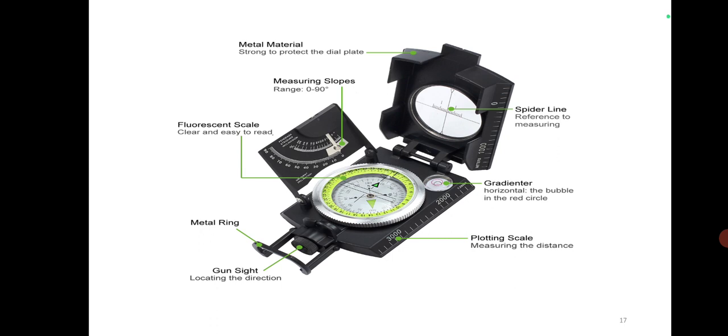Okay, whereas in the Brunton compass, this is Brunton pocket compass. It is highly precise and it measures the strike and dip of the rock layers. So here it is strike and dip. Okay, and Brunton compass, it has folding open sides. You can see in the figure.